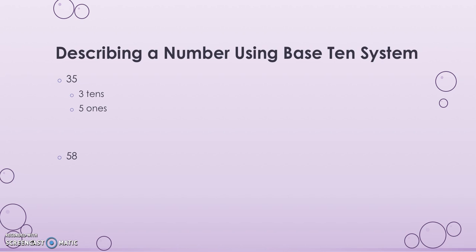Next, we'll try the number 58. Pause here and practice this one on your own. Did you get 5 tens and 8 ones? If so, you're correct.